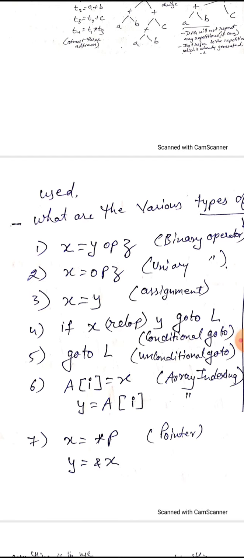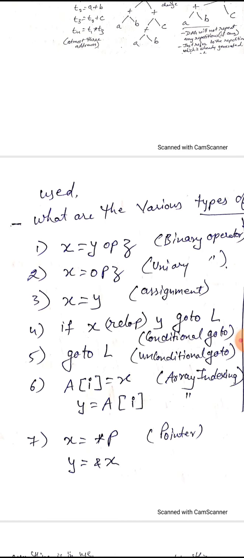The fourth one is if x relational operator y, so relational operators we know are greater than, less than, and so on. It will make a jump to some statement, that is go to L, which is nothing but conditional go to. If the condition is satisfied, then it will make a jump to the statement number L, right. So that is conditional go to. In the fifth statement, you see there is go to L, which is nothing but unconditional go to, right.